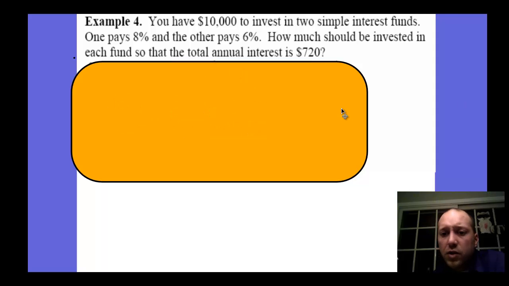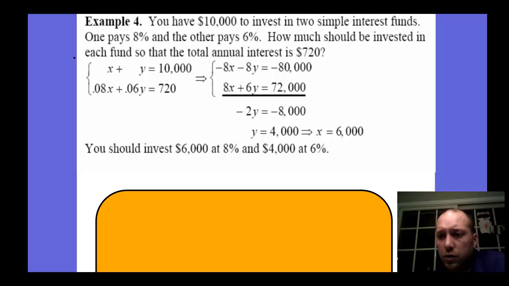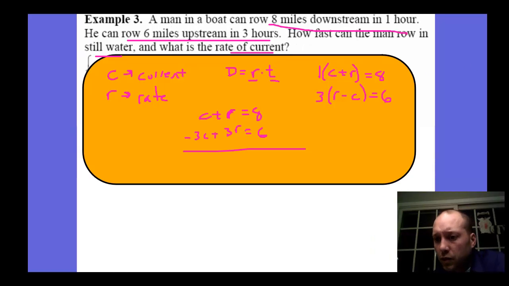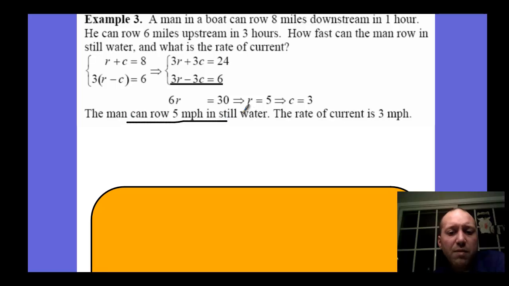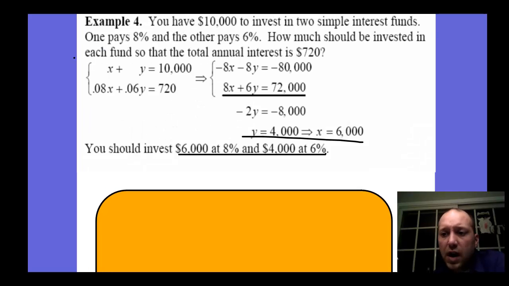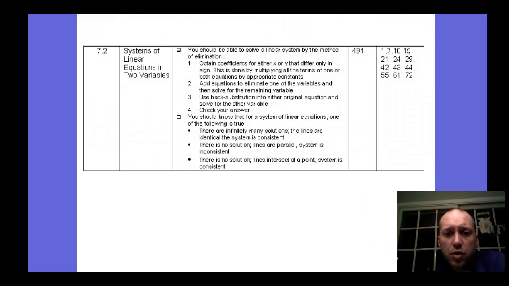If you want to keep solving those, here's the solution for this one. If you want to keep trying that, you should find 4,000 and 6,000. That's the amount you're investing in those two funds. In the previous problem, for the rowing, you should find that the man can row 5 miles per hour in still water, and the rate of the current is 3 miles per hour. Those are some good examples to look at. You will have some of those on quizzes and tests for sure. So there's 7.2 and the problems you need to be doing for the lesson, and we'll see you tomorrow.